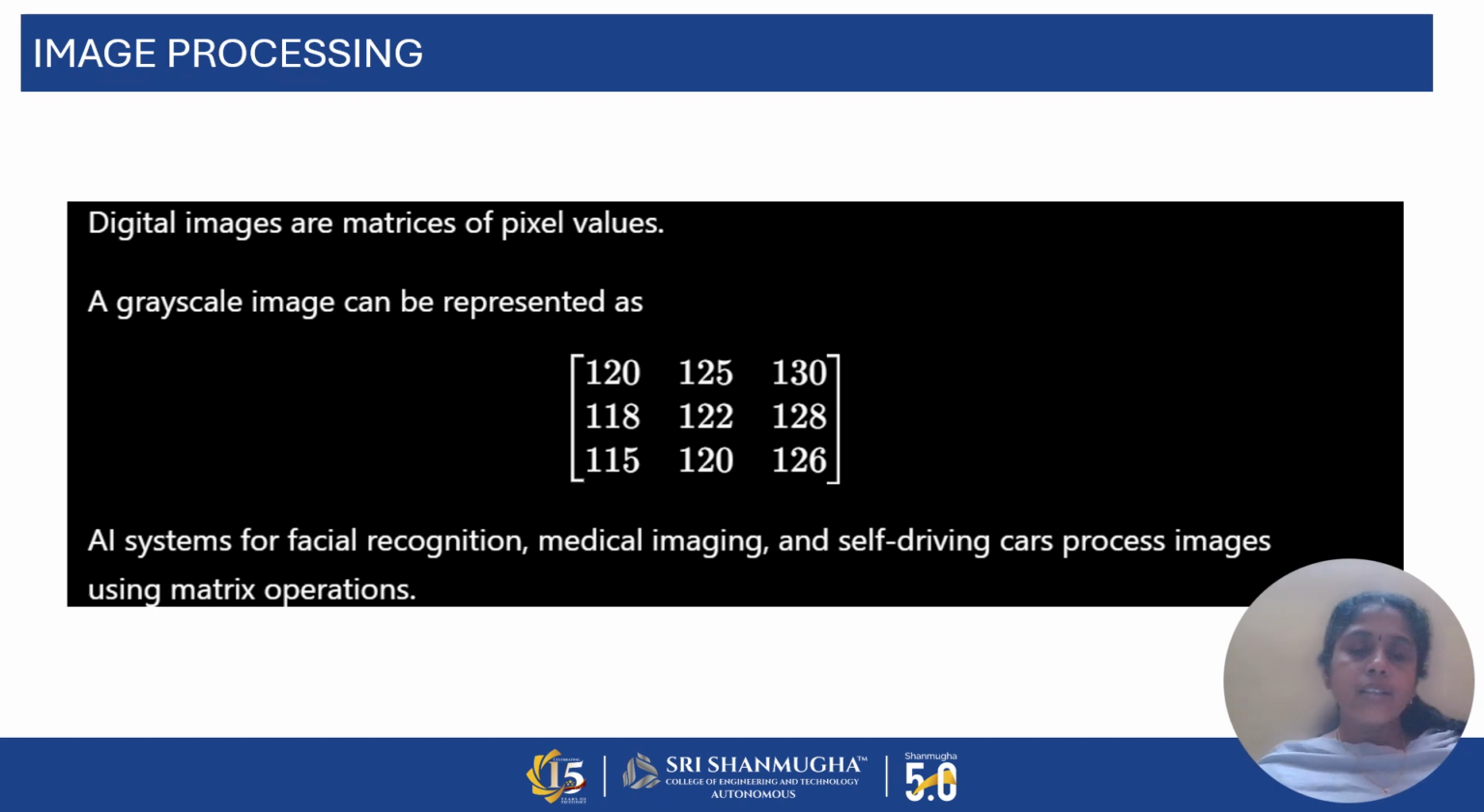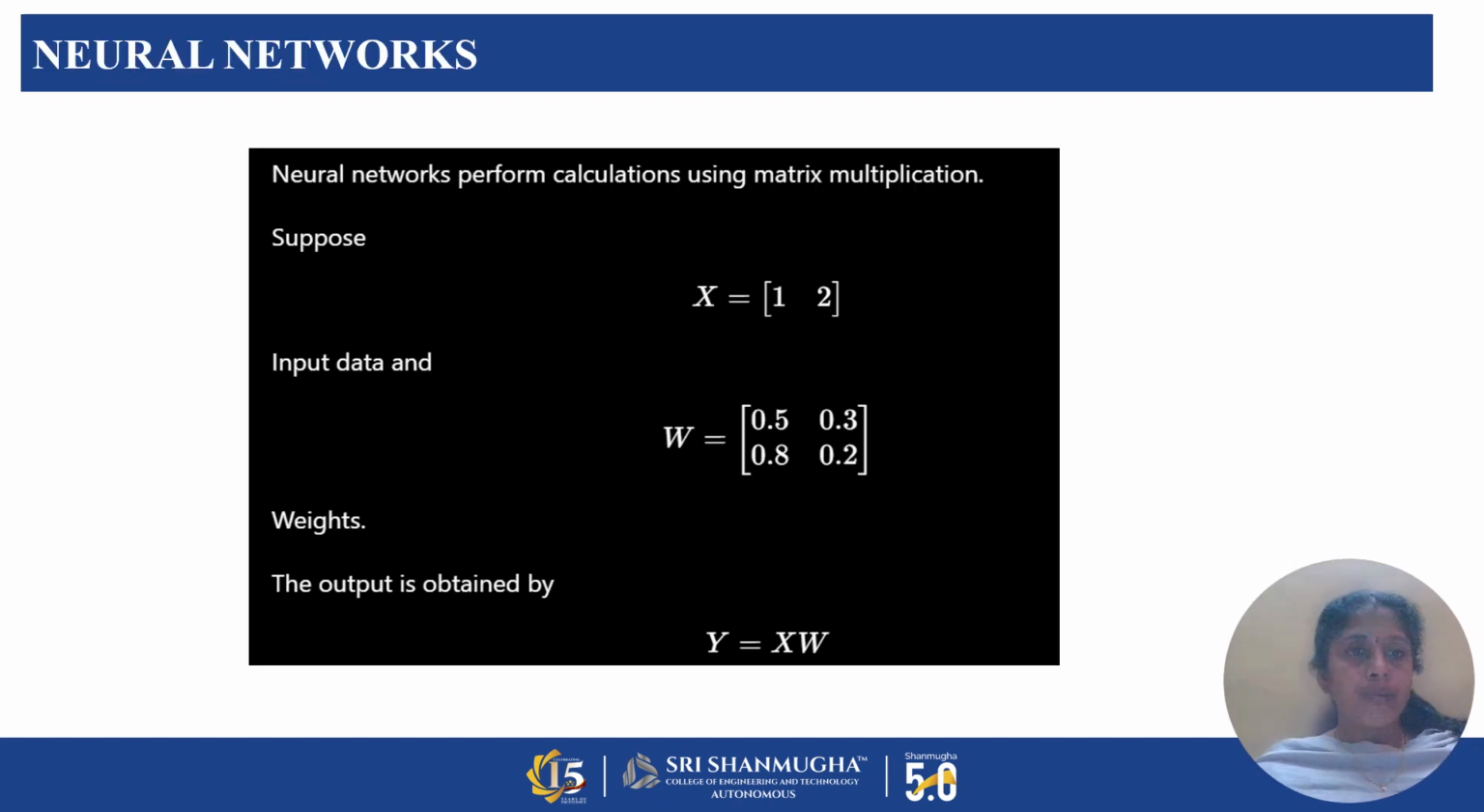So when data is fed as an image, it is converted into numerical values in matrices. Then we get the output. This is about image processing.